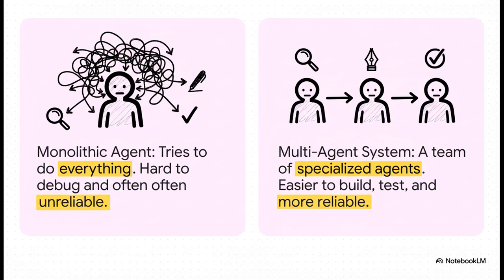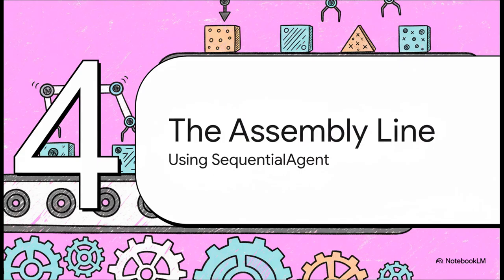This makes the whole system so much easier to build, to test, and in the end, it's just way more reliable. So how do we get these specialist agents to work together? Well, the first and most direct method is what the course calls the assembly line pattern, and it's built using something called the sequential agent.